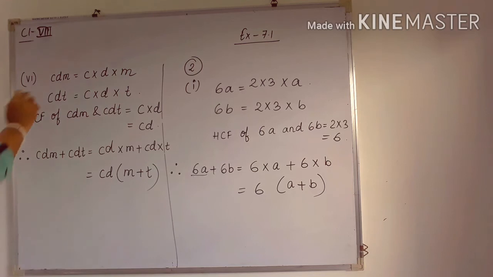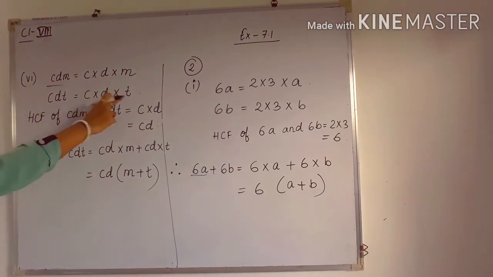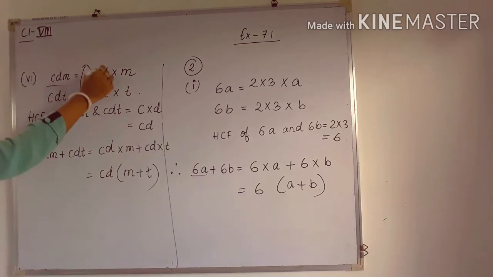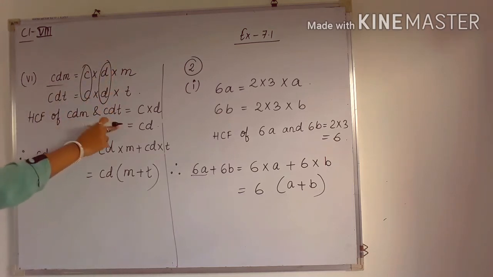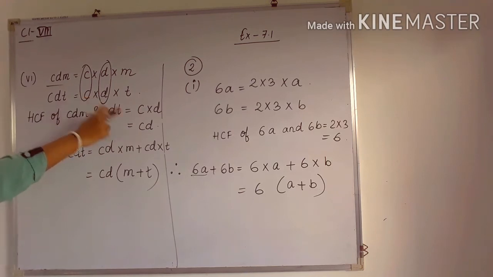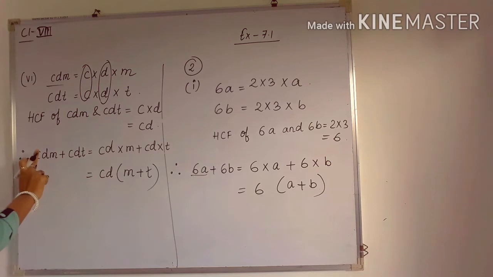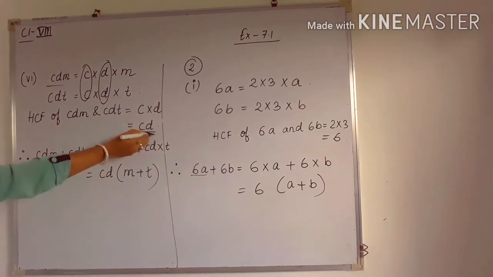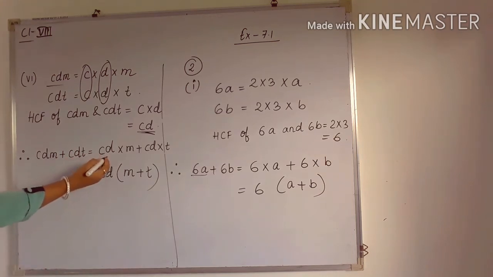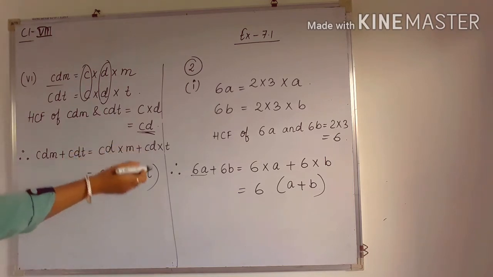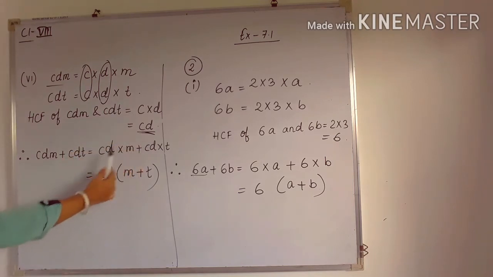So CDM, when we factorize, we will get C into D into M, and CDT will be C into D into T. See, one C is common and one D is common. So HCF will be how much? Yes, you have to multiply the common factors, that will be CD. So therefore, in place of CDM and CDT, we can take common CD, because our HCF is CD. So we will take CD outside, into M, and CDT will be CD into T. By that way you can see here CD is common.